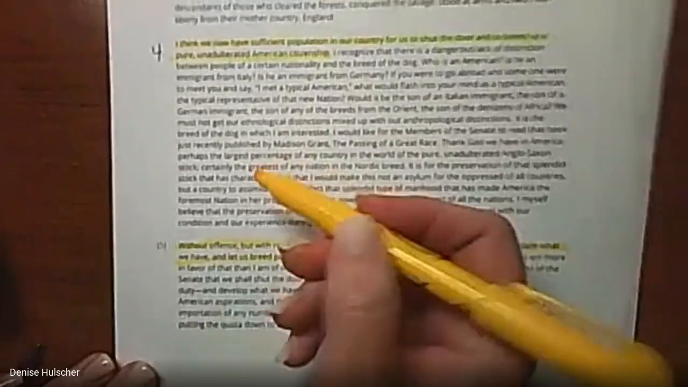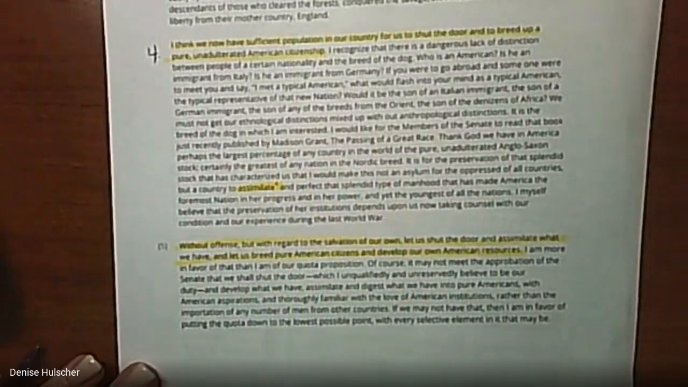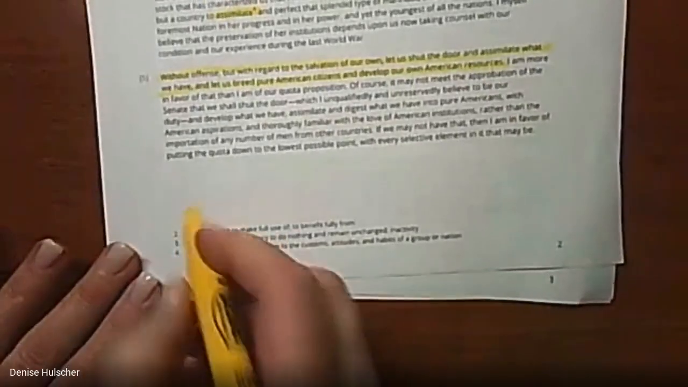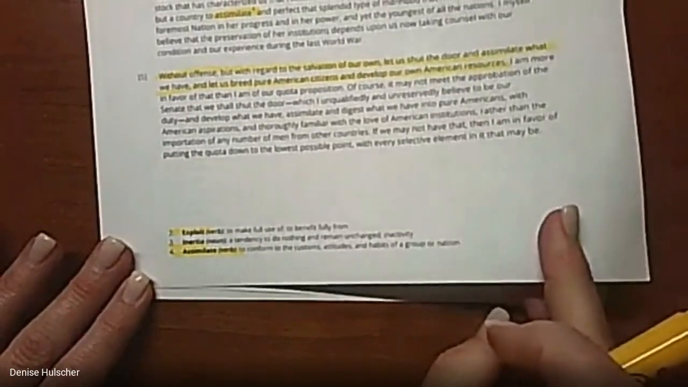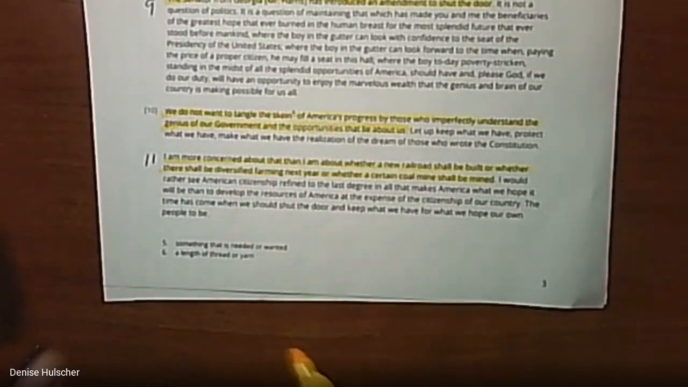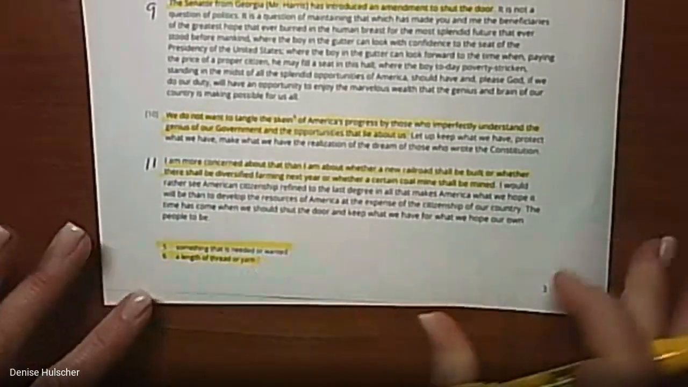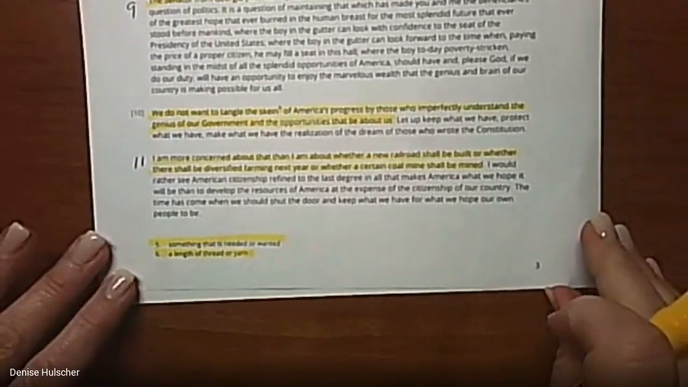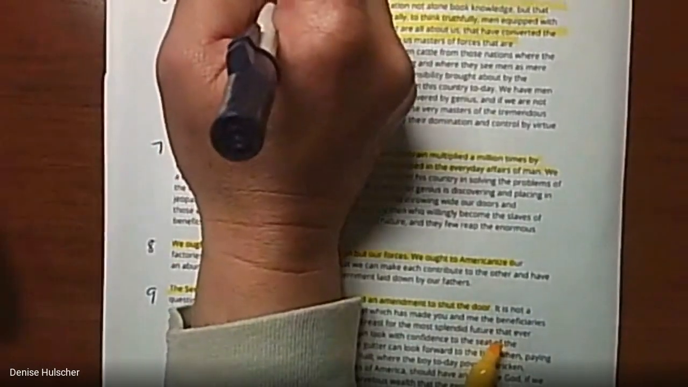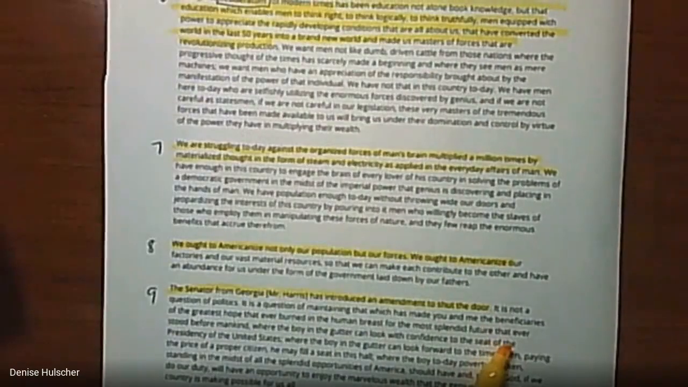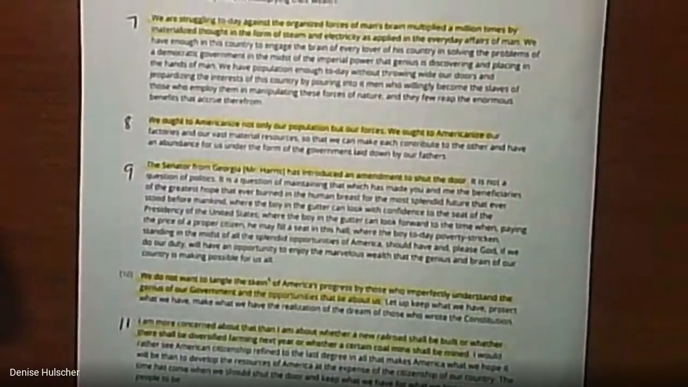And then 4, assimilate, to conform to the customer's attitudes. These are down at the bottom. Okay, so make sure you review those. And then I've got a 5 and a 6. So let's look for those as well. Okay, 5. Zertrum, something that's in need or wanted.